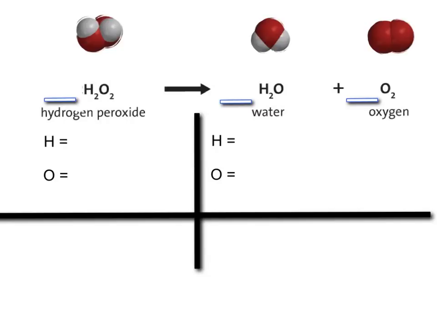First, you start off by counting how many elements there are. On the left, there are 2 hydrogen, 2 oxygen, and on the right, there are 2 hydrogen, 1 oxygen, plus 2 oxygen, which is 3 oxygen.